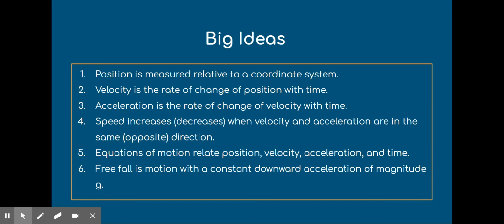So there are a few big ideas that I want y'all to take away from this. It's in relation to coordinate systems, velocity, acceleration, speed as it relates to velocity and acceleration, the equations of motion, and free fall. So by the end of this lecture, these are the ideas you should have taken away, and you should have a solid grasp of these 6 concepts.